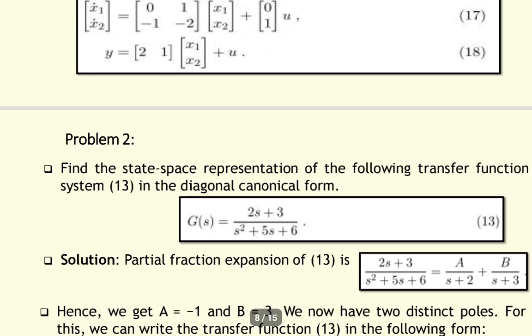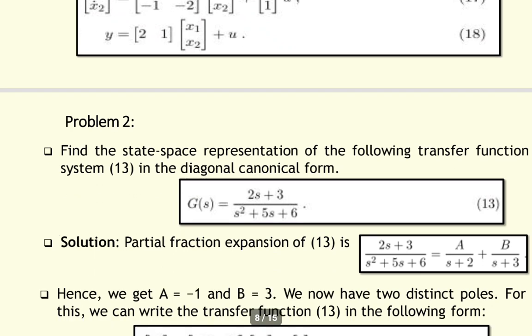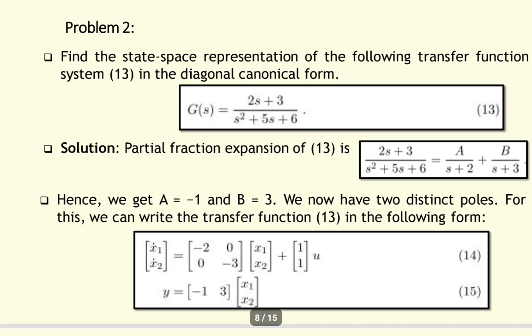Okay, another representation is the diagonal form. How can you represent the state space representation in diagonal canonical form? Suppose the transfer function is given to you, G of s is equal to 2s plus 3 by s square plus 5s plus 6. Partial fraction expansion is needed, that is we may write 2s plus 3 by s square plus 5s plus 6 is equal to a by s plus 2 plus b by s plus 3. After solving, we generate a value is minus 1 and b value is 3, and we have two distinct poles for this.